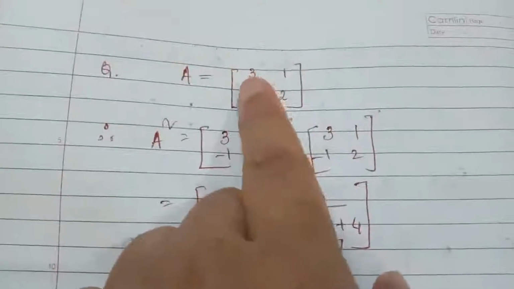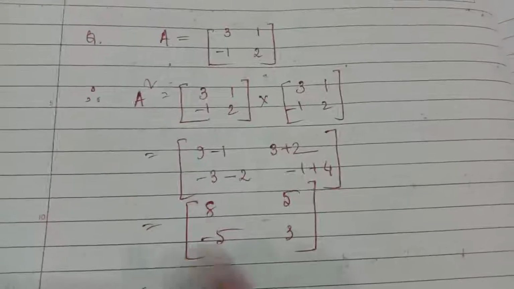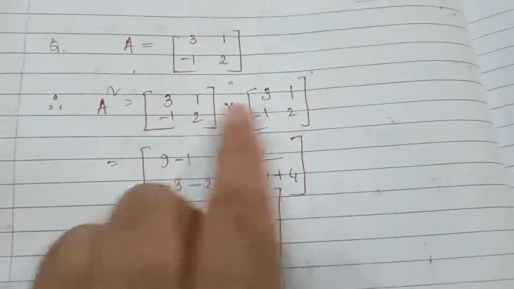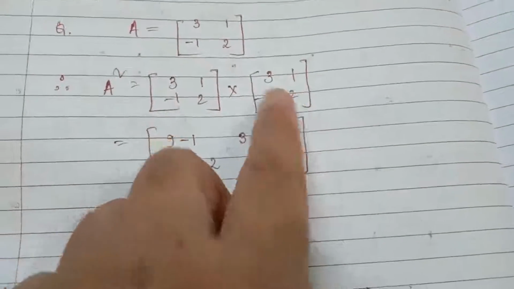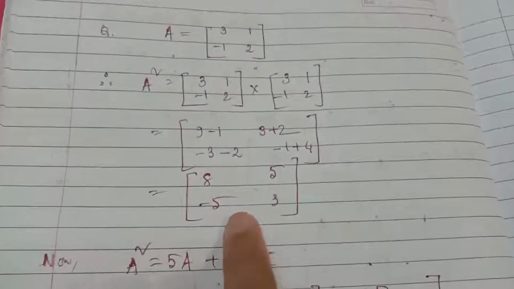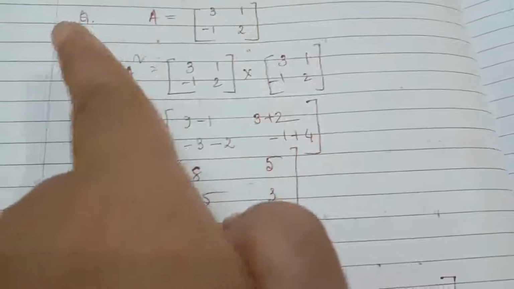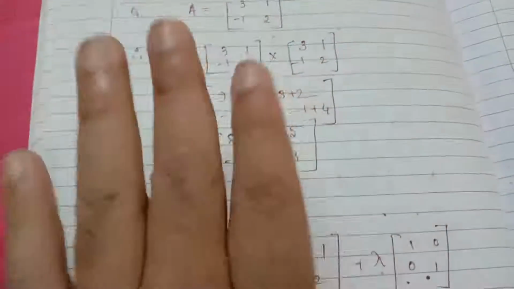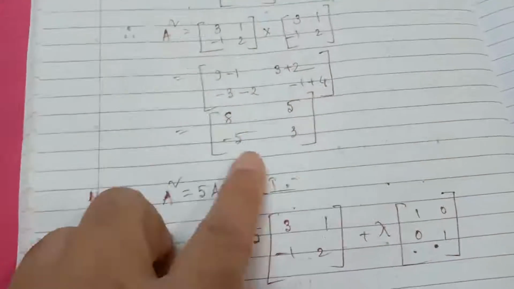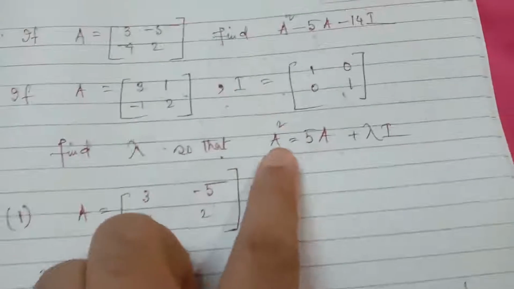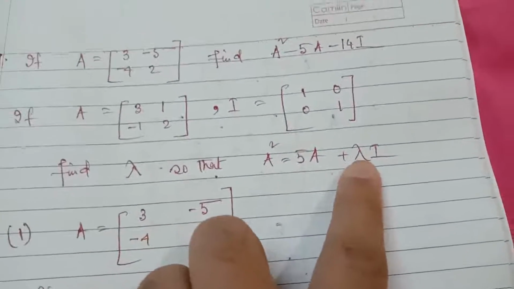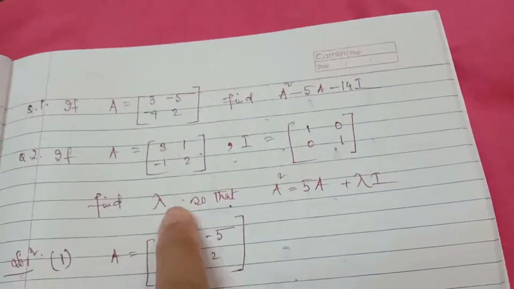So first we have to find A square. Given A equal to 3, 1, minus 1, 2. A square means A into A. Multiplying these two matrices, we get A square equal to this. Okay. We have to multiply first row with first column, first row with second column, etcetera. After doing this, we get A square equal to this. Now the given condition is A square equal to 5A plus lambda I. To find the value of lambda, here lambda is a scalar.